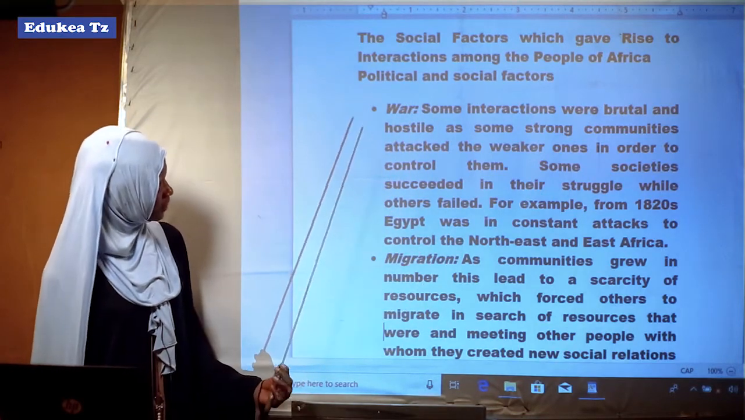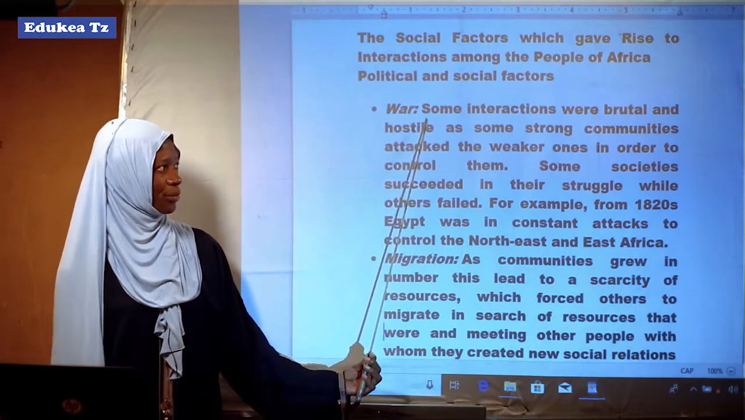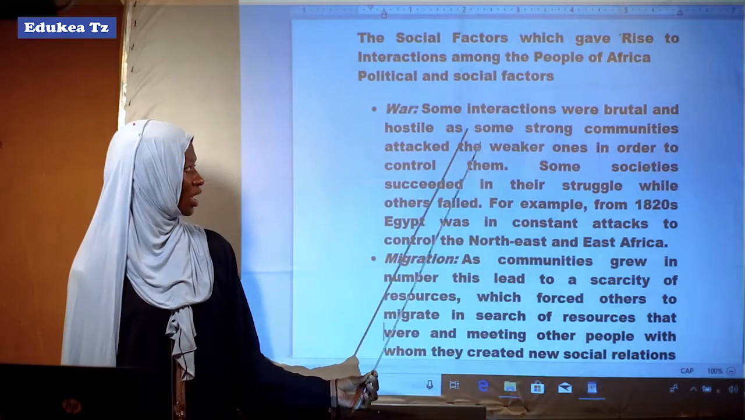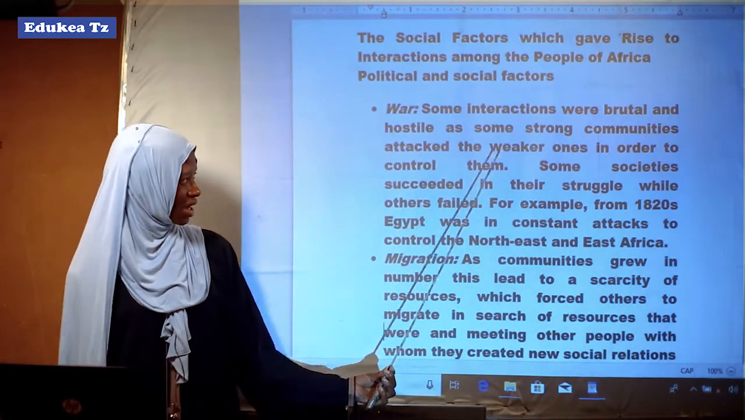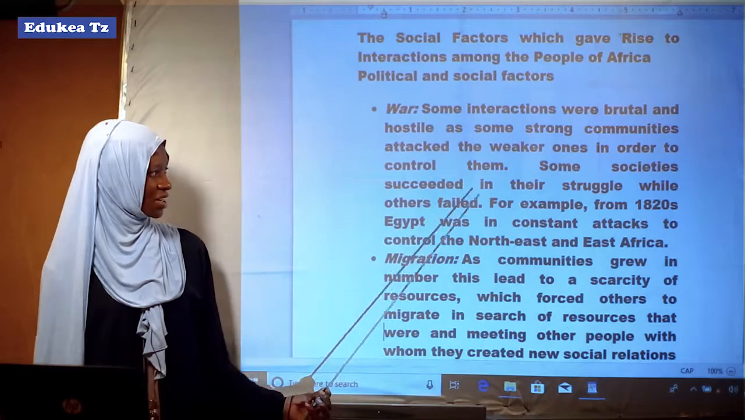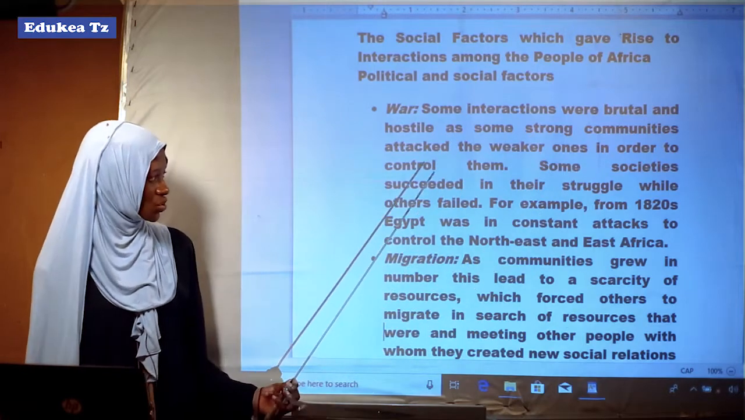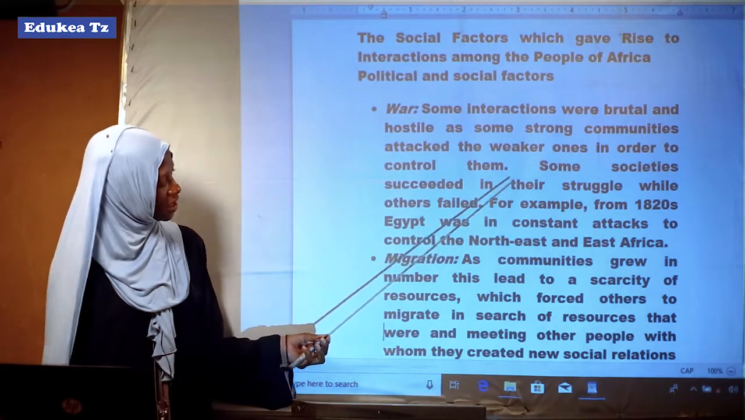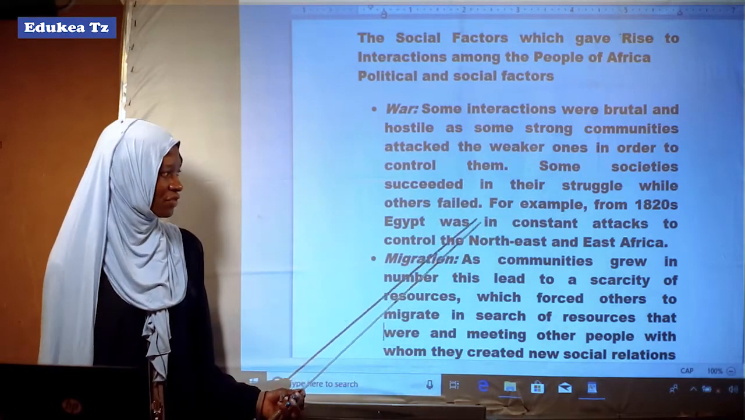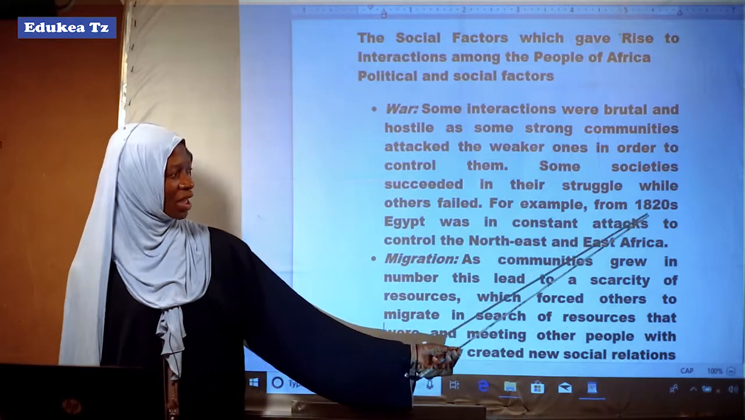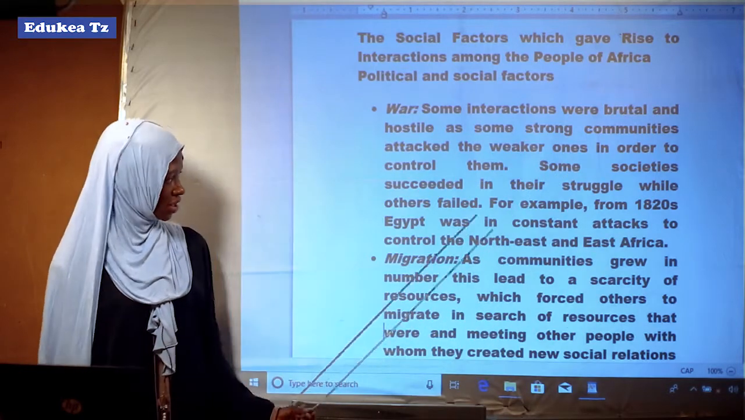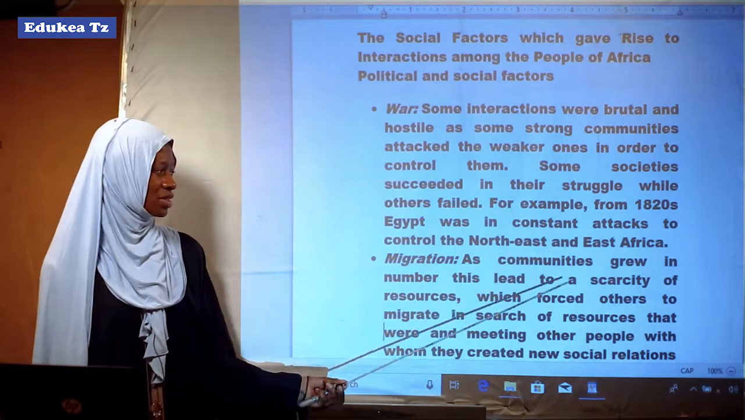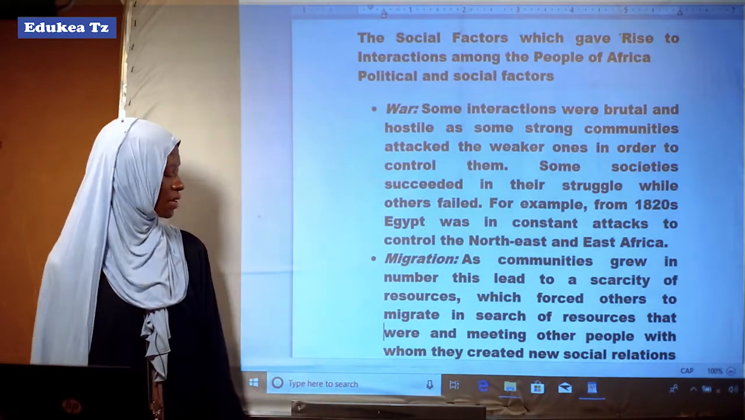Starting with the first point, war. Some interactions were brutal and hostile, as some strong communities attacked weaker ones in order to control them. Some societies succeeded in their struggle while others failed. For example, from the 1820s, Egypt was in constant attack to control the Northeast and East Africa.